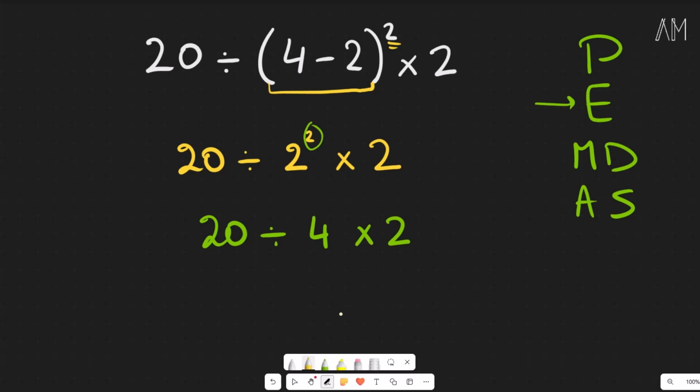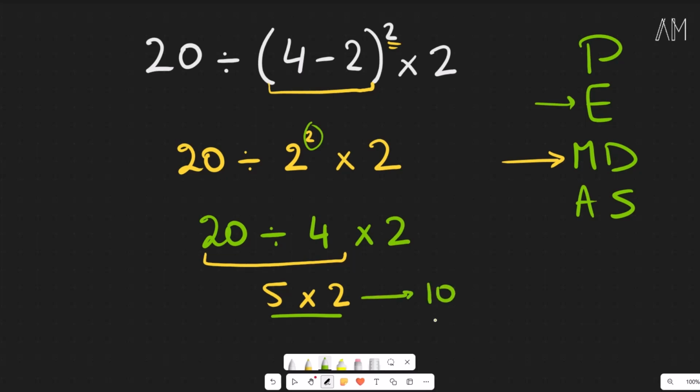And here again, we have division and multiplication. And since both of them are in the same level, I will do it in order from left to right. So here, in this case, I will do the division first. So 20 divided by 4, that's 5, and write everything else the same. And finally, I have 5 times 2, which is equal to 10. And that's how we do it.